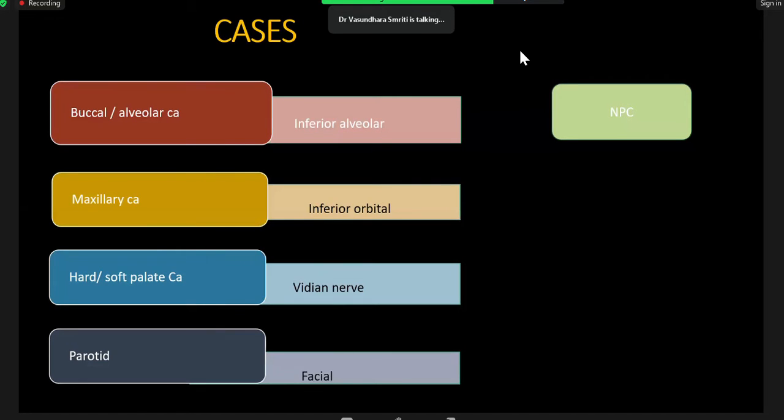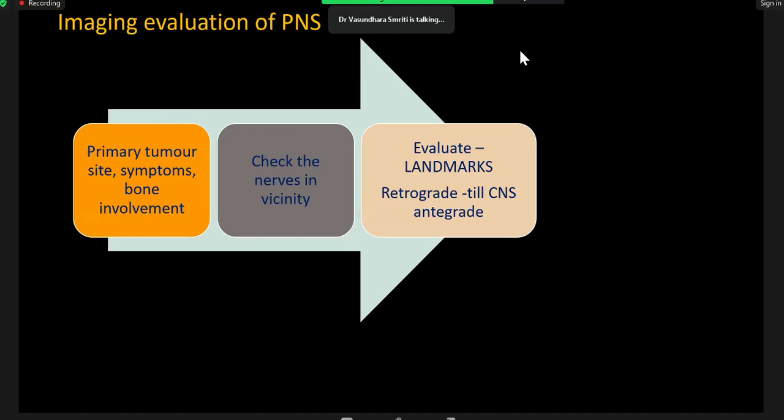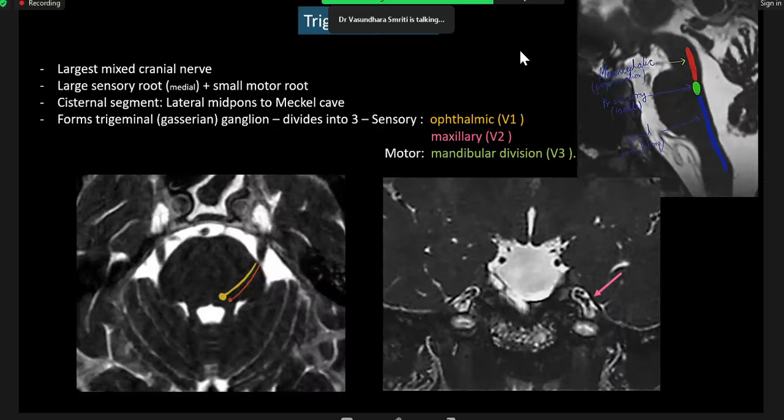So we look at buccal carcinoma, maxillary, hard and soft palate, parotids, and nasopharyngeal carcinomas mainly. How do you approach the lesion? When we look at the primary, we look at the symptoms and bone involvement. Depending upon the primary, we will check all the possible nerves in the vicinity to see if any nerve has a perineural spread. To look for the nerves, we have definite sites or definite landmarks where we would like to check these nerves. We would look at the nerves both in a retrograde manner and as an antegrade, to see if any other nerves are involved. This is the way we approach a perineural spread.